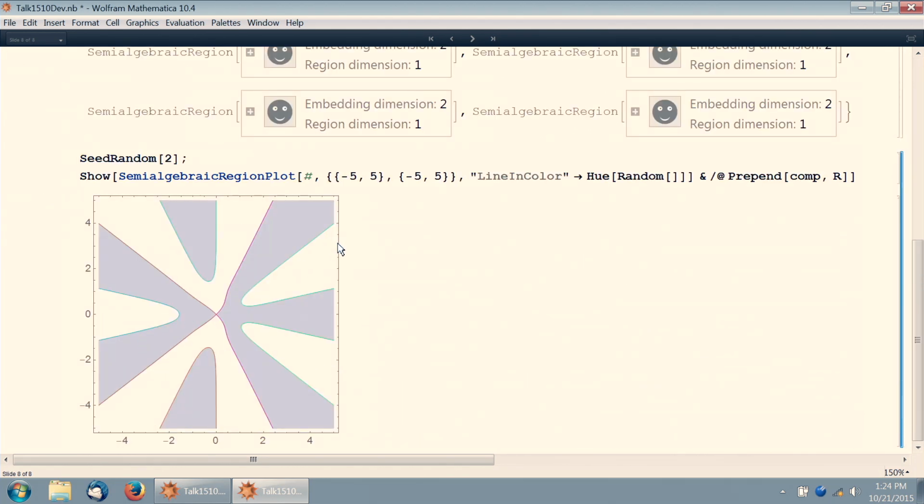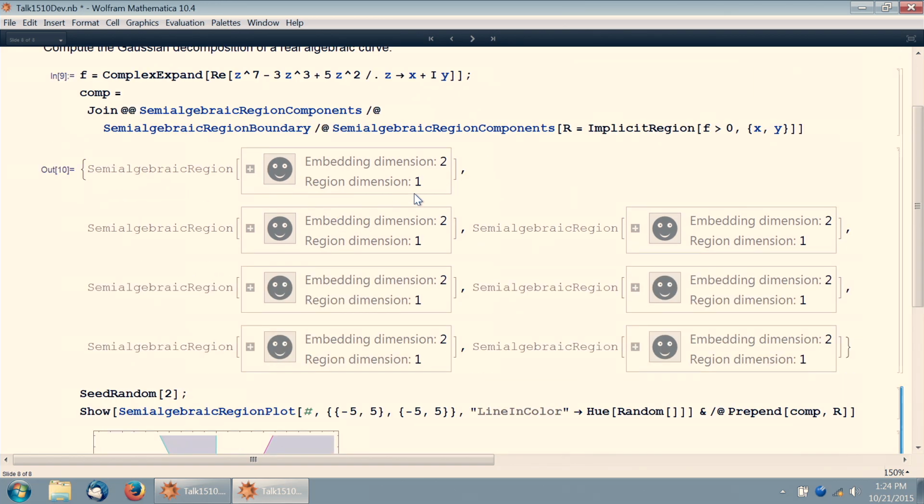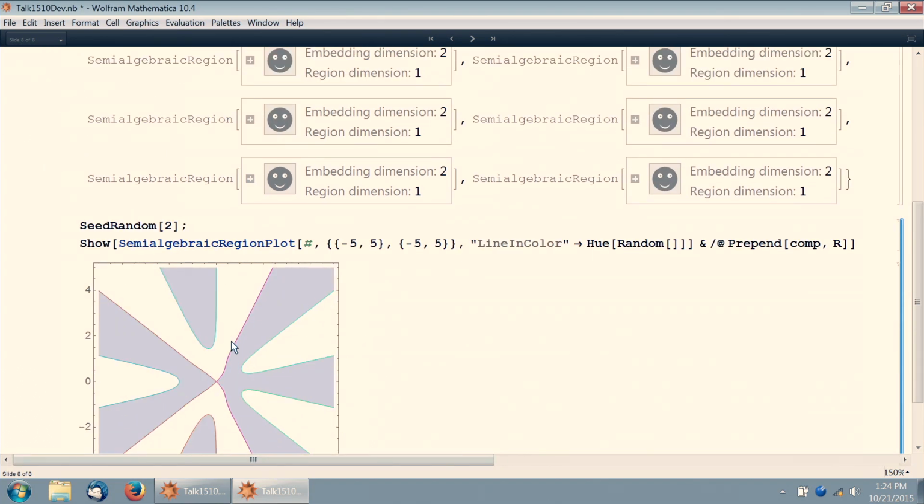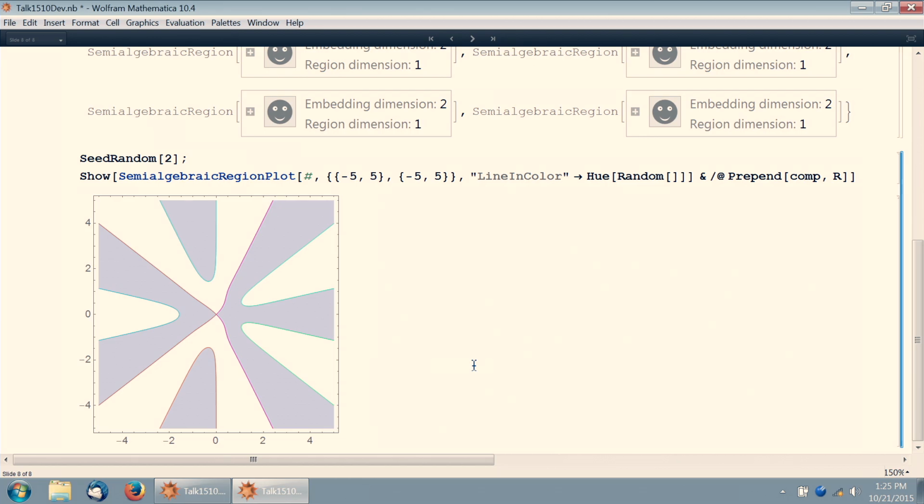So the idea of the decomposition is that we take components of where the polynomial is positive. So these are the blue parts. Then we take the boundary of each component. And then we take components of the boundary, so that this part, and this part, there are 3 different curves, even though they are the boundary of the same blue area. So, a quick application of this thing.